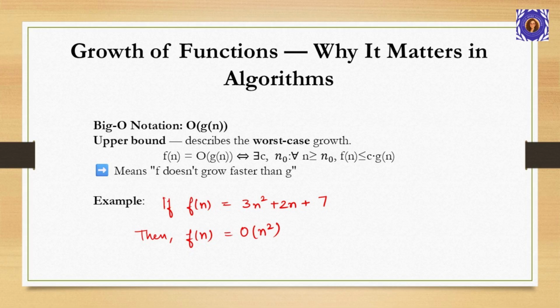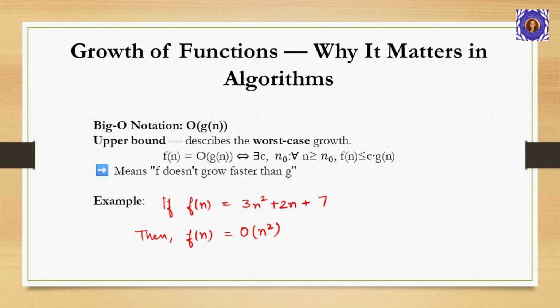This is why we study asymptotic behavior, how functions behave as their input approaches infinity. Let's start with big O notation, written as O of g of n. This gives us the upper bound of a function's growth rate, essentially the worst-case scenario.